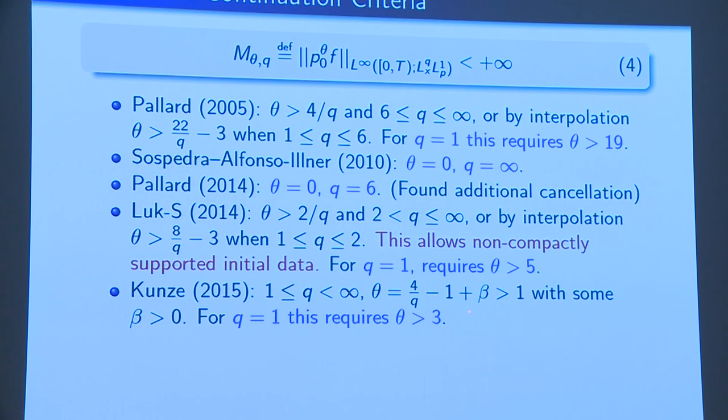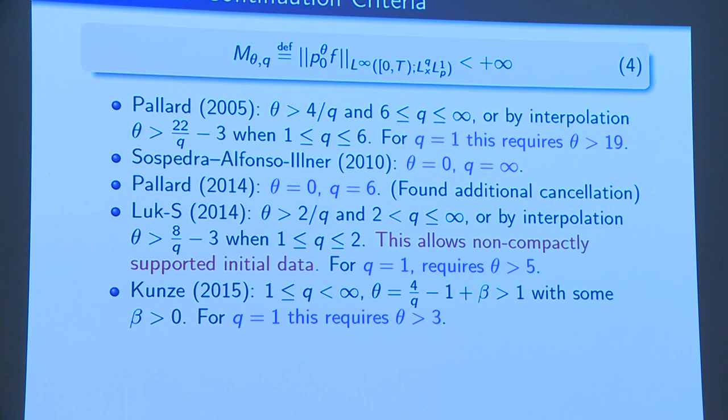And he proved that he actually beat us in the compact support case. So we were doing non-compact support, and he went back to compact support, and he said for Q between 1 and infinity, you have this theta. If you look at his paper, this isn't exactly what he stated, but he stated it in a weird way that's hard to compare to what we did, so I changed it. And for Q equal 1, this requires theta greater than 3, so we knocked it down to 3.